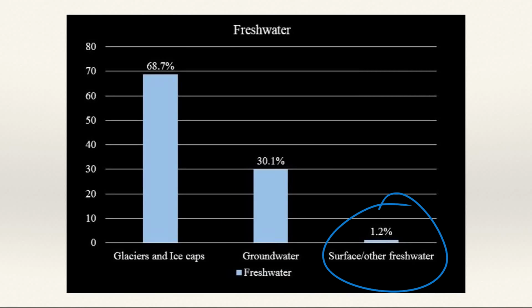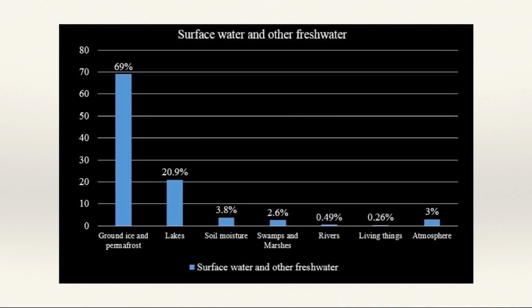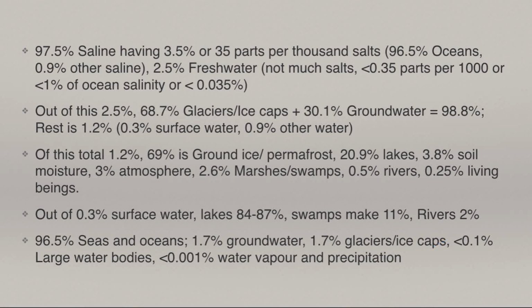Out of this 1.2%, 0.9%, that is 70%, is in ground ice or permanently frozen, while the rest, 0.3%, is mainly in lakes, soil moisture, swamps, rivers, living things and the atmosphere. So I hope you got this conversion. I'll again teach you this thing.